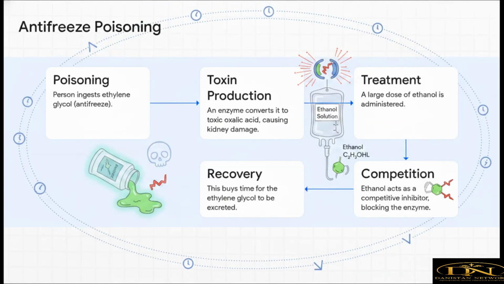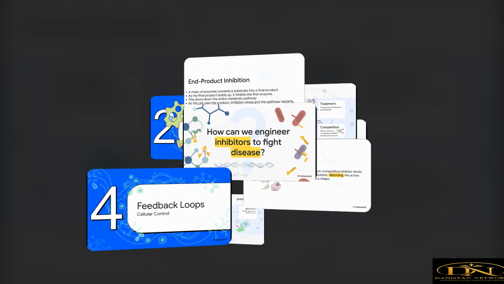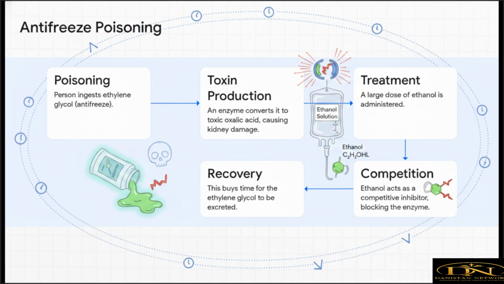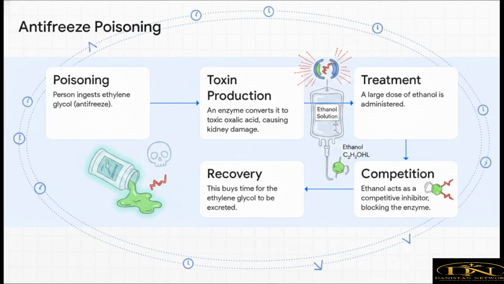Now, this isn't just some abstract concept. It has real-world life or death applications. Take antifreeze poisoning, for example. If someone ingests it, an enzyme in their body starts turning it into a deadly toxin. So what's the treatment? You might be surprised. It's a large dose of ethanol. Yep, the alcohol in drinks.